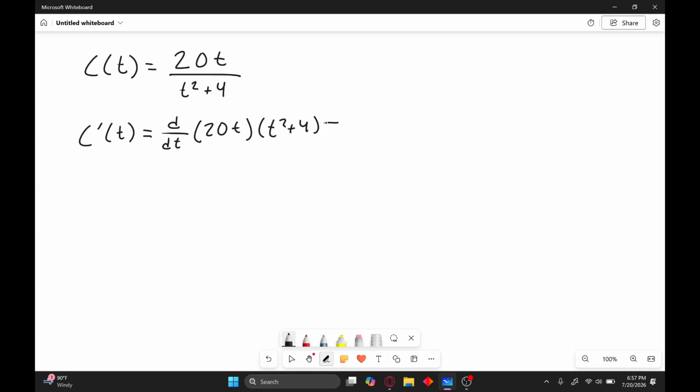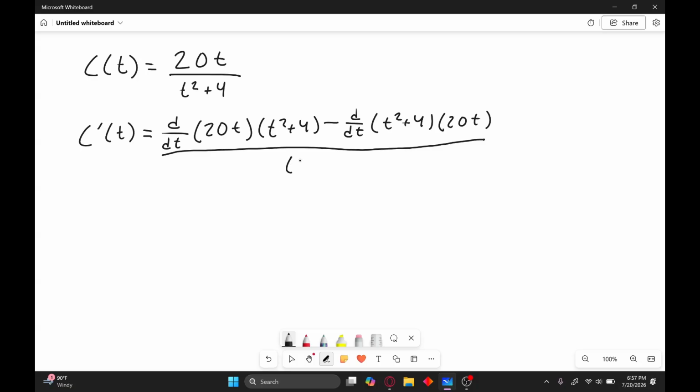g of x, so d dt of t squared plus 4, multiplied by the top function, which is 20t. And then all of this is over g of x squared, so the bottom function, t squared plus 4 squared.